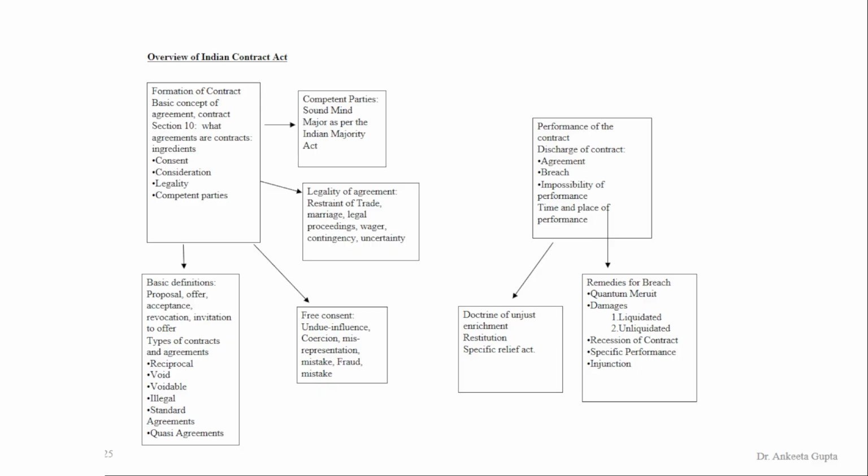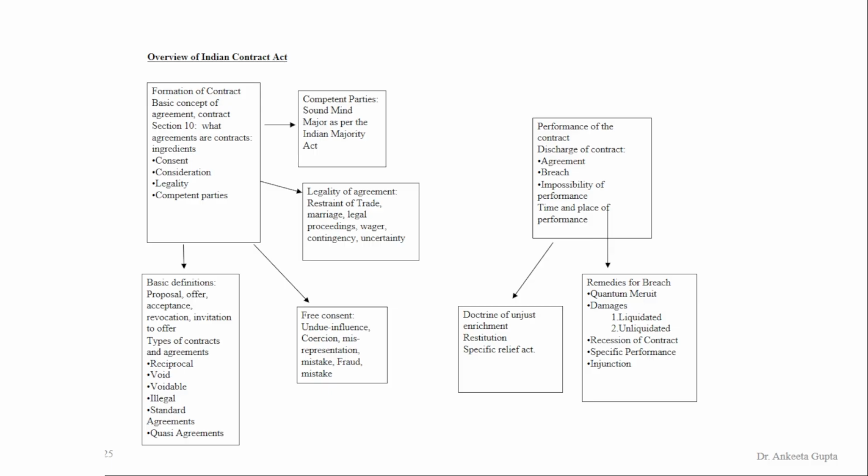So there should be free consent. There should be legality of object. There should be some consideration. The parties to the contract must be competent. There should be free consent, that means there's no undue influence, there's no coercion, etc. So here, the first idea is to understand whether the contract has been formed or not. And then we say, okay, the contract has been formed.